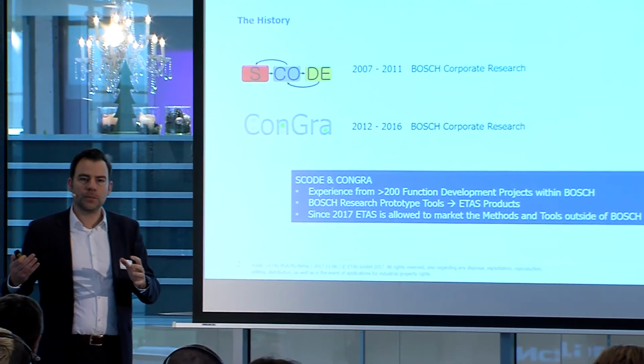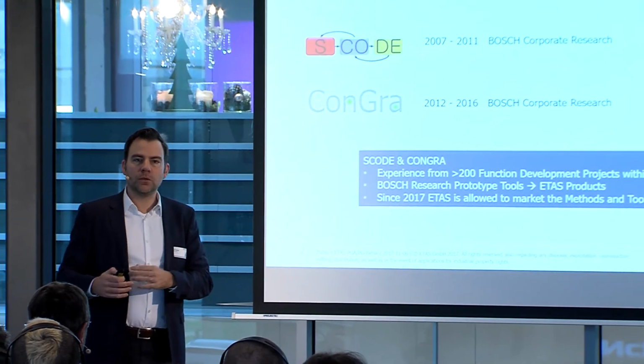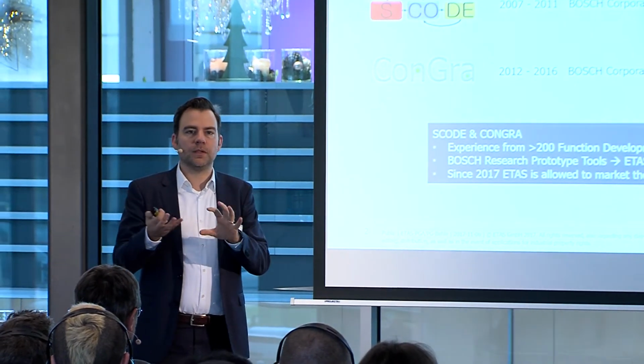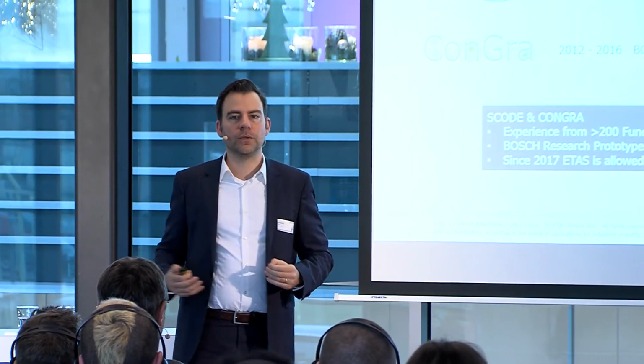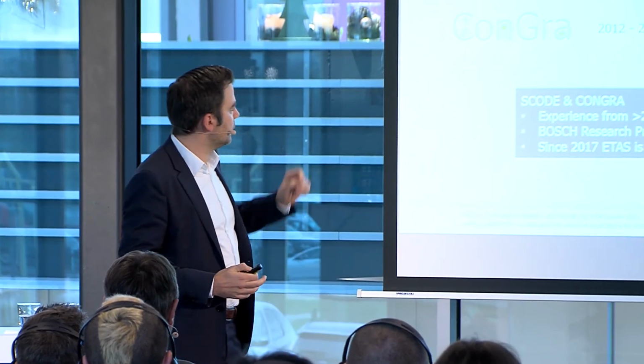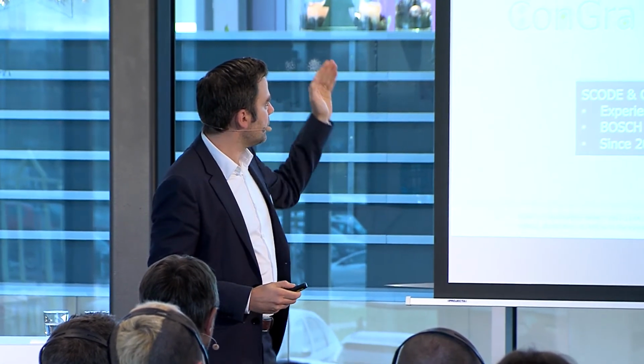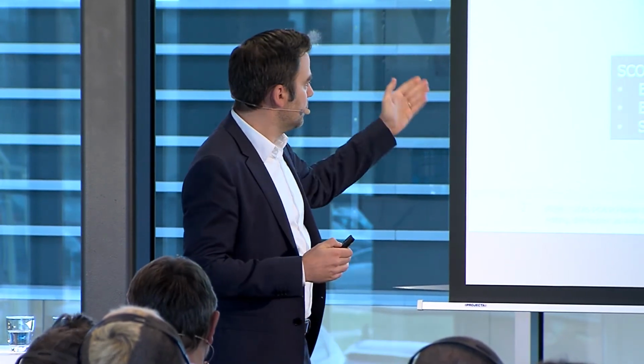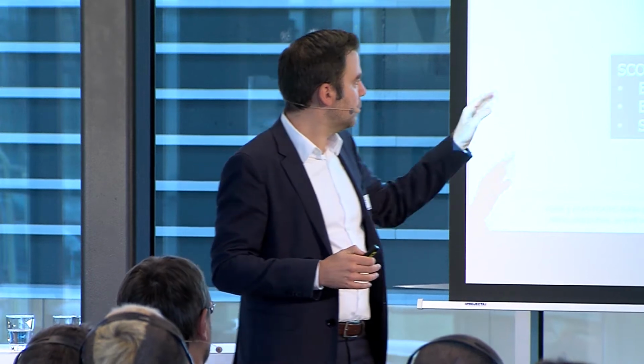Constraint graphs, that's Congra, that came 5 years later. That's when we said, okay, we've got SCODE and we reduced complexity, but now we want to do more in the field of control engineering. And this is how we came up with Congra. SCODE is about 10 years old, Congra is about 5 years old, and this is also the period in which we were able to gain experience.